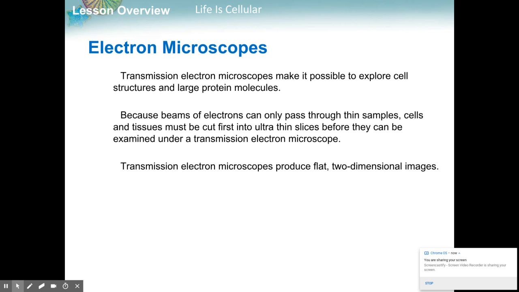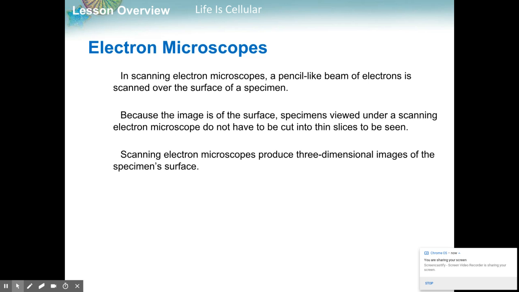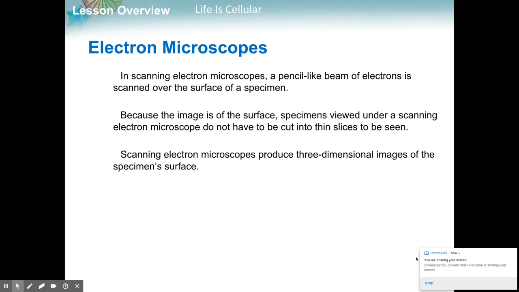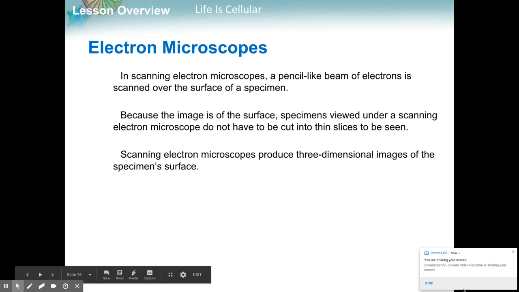Transmission electron microscopes make it possible to explore cell structures and large protein molecules. They can only pass through thin samples, so cells and tissues must be cut first into ultra-thin slices before they can be examined under a transmission electron microscope. It produces a flat two-dimensional image, and it can be viewed from there. In scanning electron microscopes, a pencil-like beam of electrons is scanned over the surface of a specimen. Because the image is of the surface, specimens viewed do not have to be cut into thin slices. They can produce three-dimensional images of the specimen's surface.